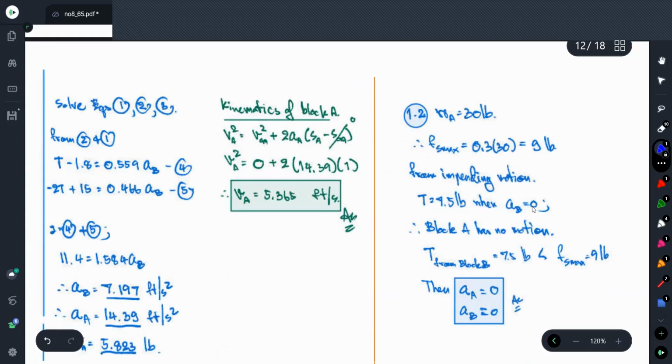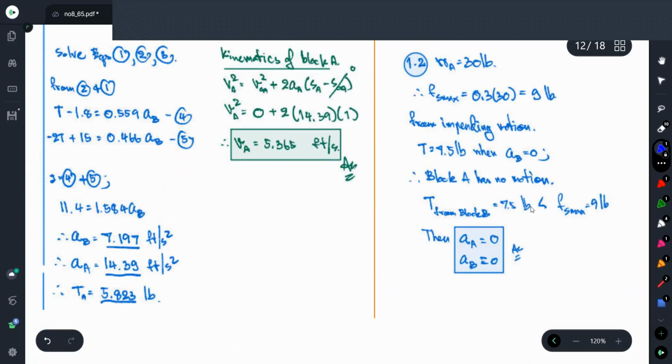And for this case, we solve equations 1, 2, and 3. Okay, in detail maybe like this. After we solve these three equations, we obtain AB equal to 7.197 feet per second squared, AA equal to 14.39 feet per second squared, and the tension becomes 5.823 pounds.